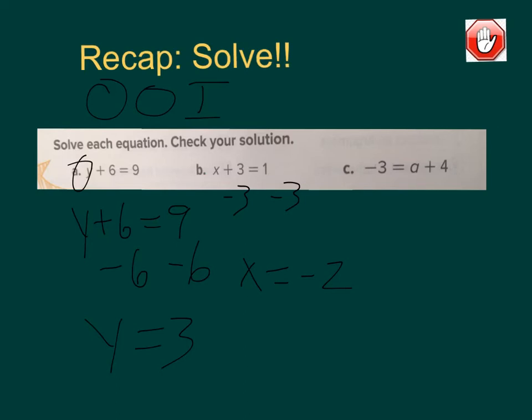Again, same problem we did before. I have a plus 4. And again, I'm using the opposite operation to help me isolate. The opposite operation of addition is subtraction. Therefore, I subtract 4 from each side to isolate for a. So now I'm left with a equals negative 7. And those are the ones we covered already. So this is how we apply OOI to help us isolate.